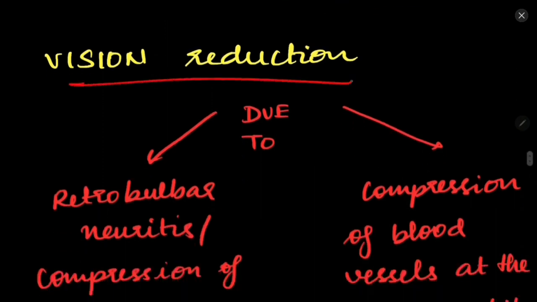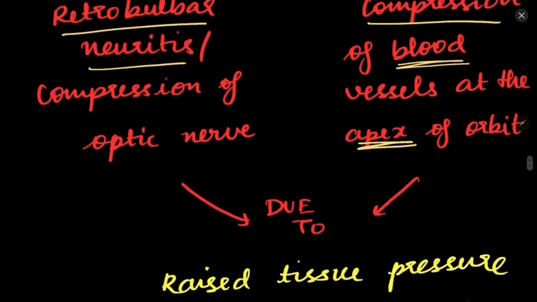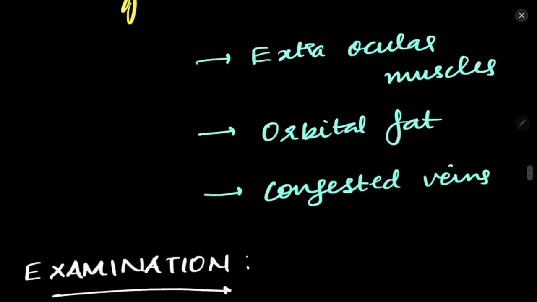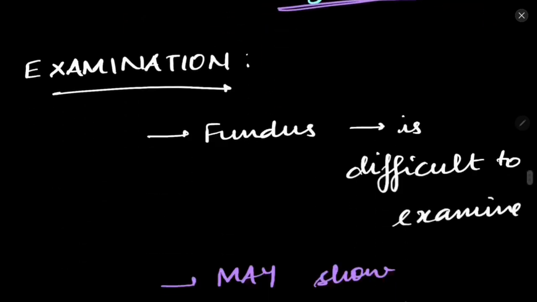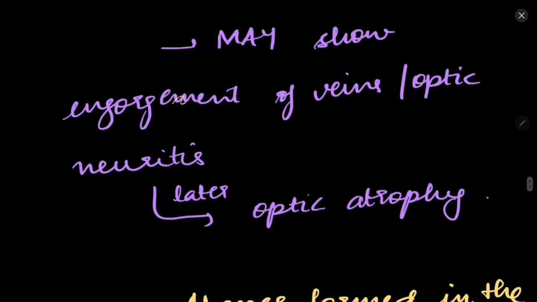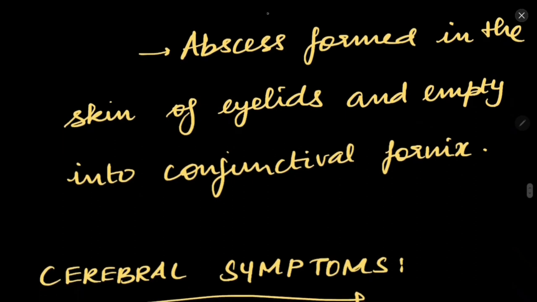Vision reduction could be due to two reasons mainly: retrobulbar neuritis or compression of blood vessels at the apex of the orbit, and it could be due to compression of the optic nerve also. These compressions are due to raised tissue pressure, which is due to inflammatory edema seen in these three structures: extraocular muscles, orbital fat, and congested veins. Examination is difficult, and it may show engorgement of veins and optic neuritis, which later gets converted into optic atrophy. Then an abscess could form at the skin of the eyelids, and it will empty into the conjunctival fornices.